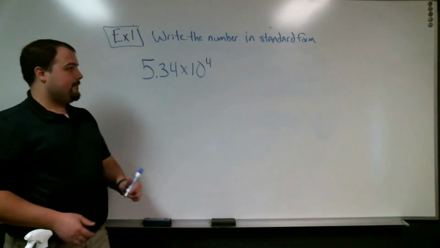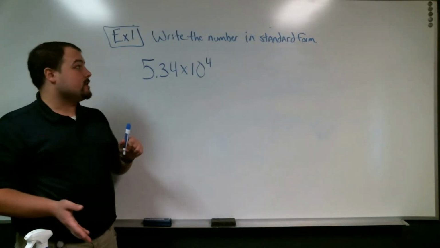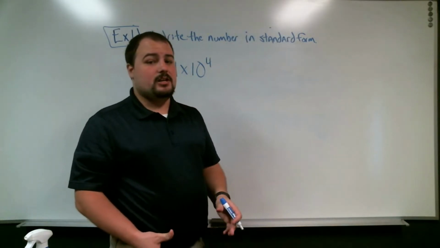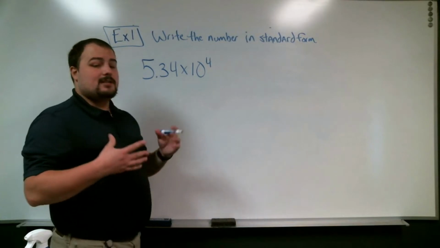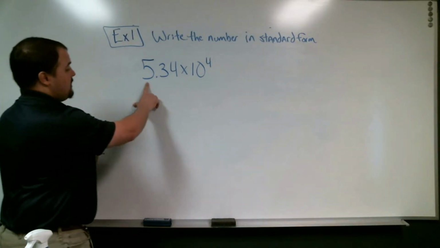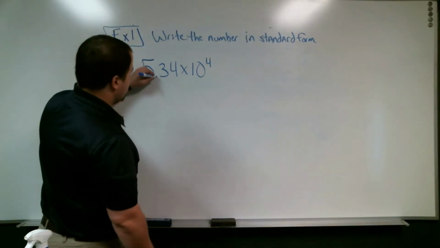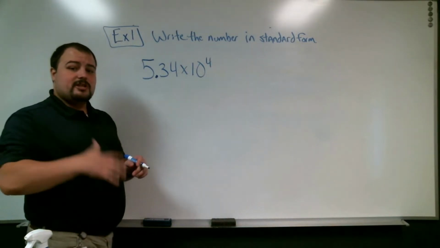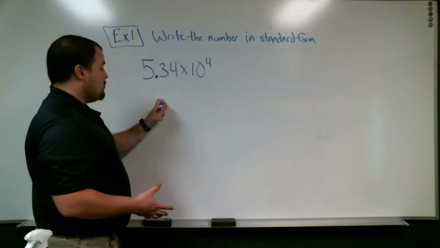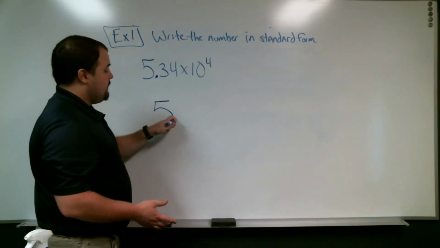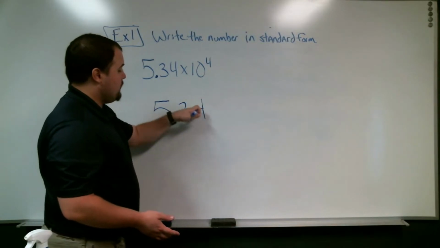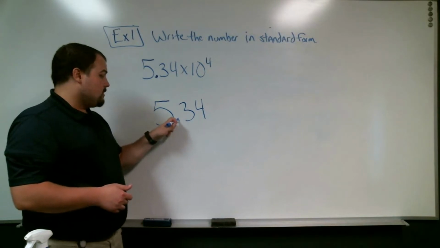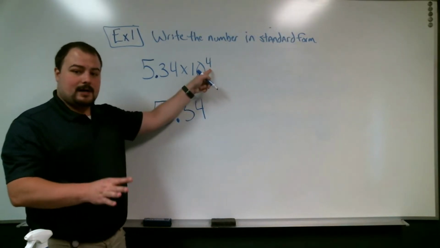So in example 1, we have a problem written in scientific notation. Our job is to write it in standard form. Again, standard form just means how we normally see that number. This problem is written in scientific notation because we have a number between 1 and 10. This is 5.34 times 10 to the 4th power. We're going to change this back to its regular number. So you write the number you see, 5.34. So I have my decimal, 5.34. Make sure you look at the exponent. The exponent is a positive 4.